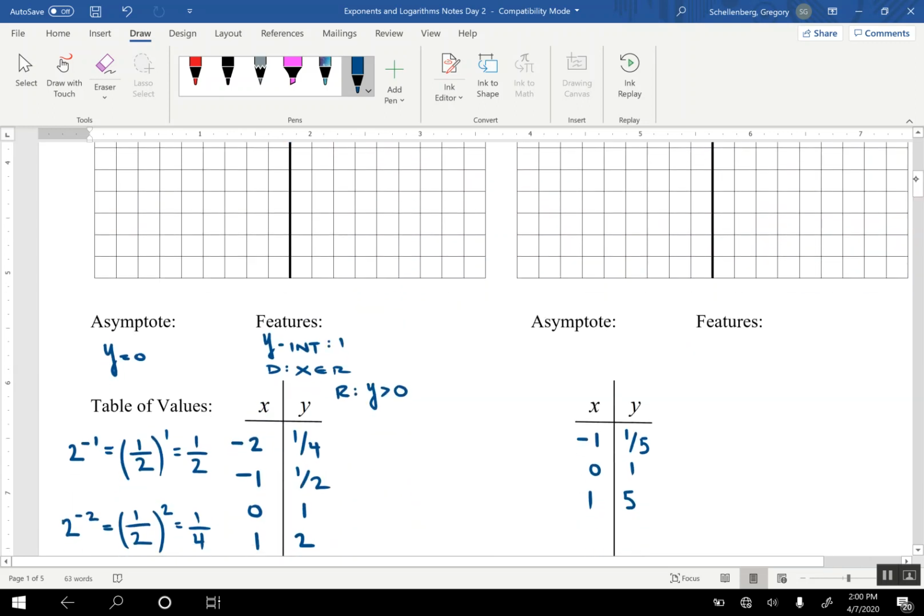Okay, properties, asymptote, still the x-axis, y equals 0. We've got a y-intercept of 1. So this comes from the zero exponent law. So any base raised to the power of 0 is 1, okay, with the exception of 0. But the domain is all real numbers, and the range y is greater than 0.